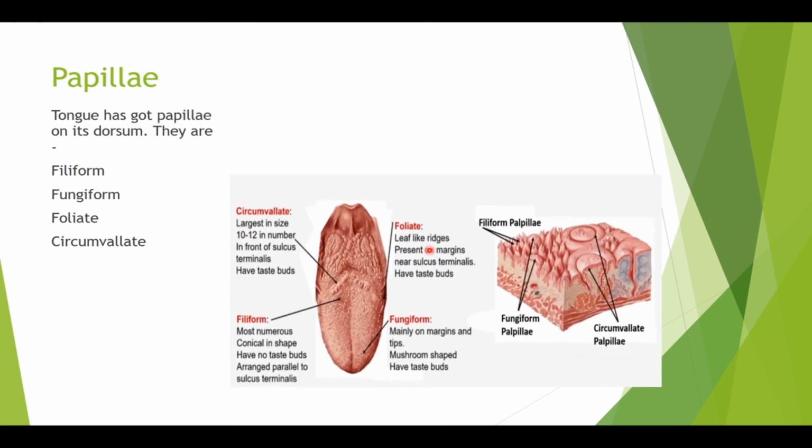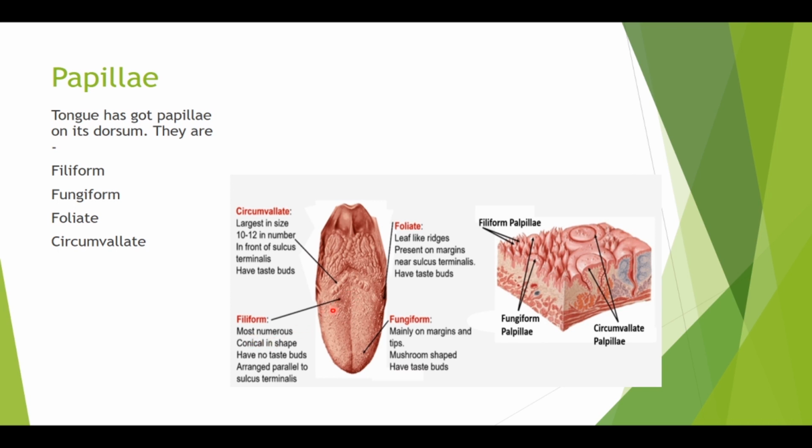Now, when we are discussing the tongue, the topic will remain incomplete if we do not talk about the papillae and the taste buds of the tongue. So, the tongue has papillae on its dorsal surface. They are again four in number: circumvallate, foliate, fungiform and filiform. And you can see here the distribution of these papillae.